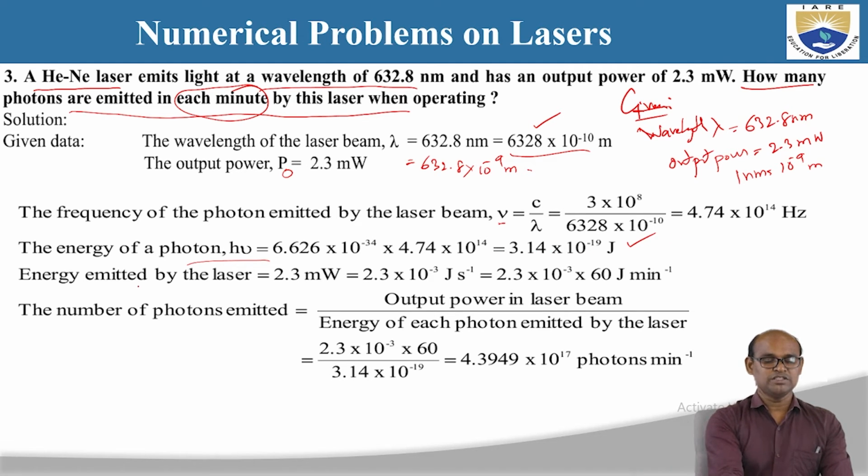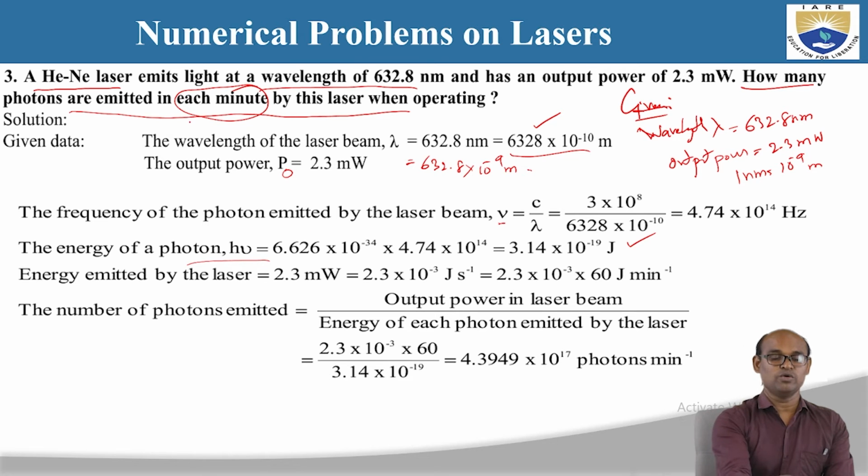Now, the energy emitted by the laser they have given, which is PO, output power, is 2.3 milliwatts. So we are converting into watts again. So 2.3 into 10 power minus 3 watts. We can write this in terms of joules per second. So 2.3 into 10 power minus 3 joules per second, or second inverse. Okay, now 2.3 into 10 power minus 3 joules per second.